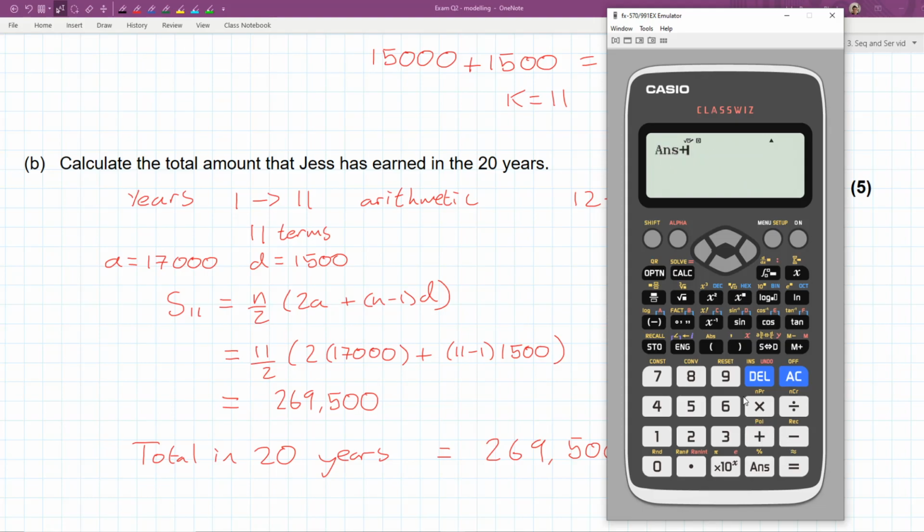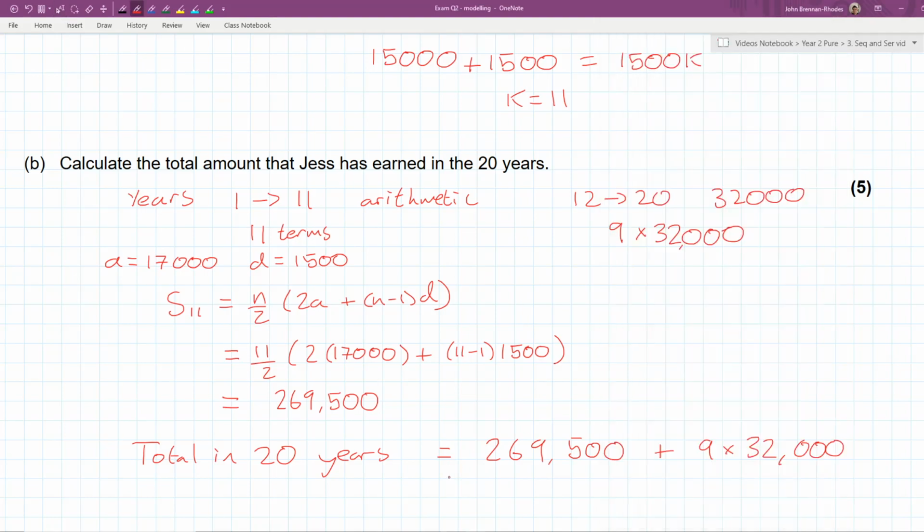So I'm going to just add to that 9 times 32,000 to get a total of 557,500. So, giving it units for the final answer, £557,500 is the total earnings. It's a lot of money, but I guess it's across 20 years. So, yeah. Okay.